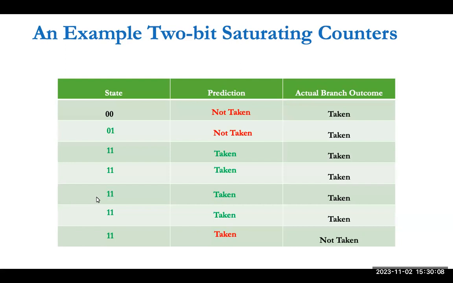But if the decision is taken at the end of the third stage, then the second instruction which is inserted into your pipeline will continue executing. But at the end of the third stage, if the decision says that the branch will be taken, then the second instruction which was inserted in the pipeline will be flushed out. Okay?